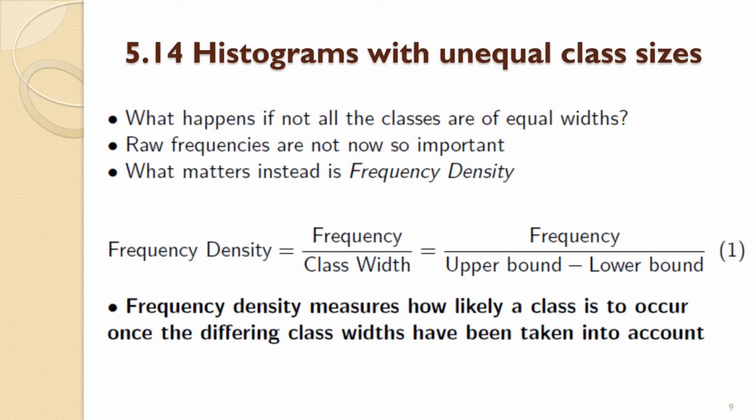So far, nice and easy, but what happens if you've got classes that are not all of equal size? Instead you use something called frequency density. If you've got classes that are all of equal size, then frequency is obviously the thing to look at. If the classes are not all of equal size, then you need to make an adjustment for that using frequency density. The frequency density is just the frequency divided by the class width.